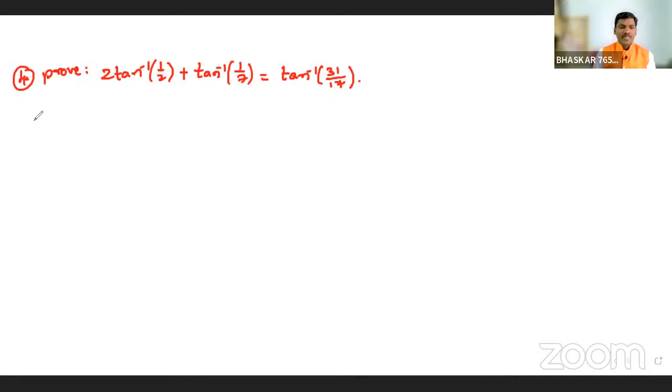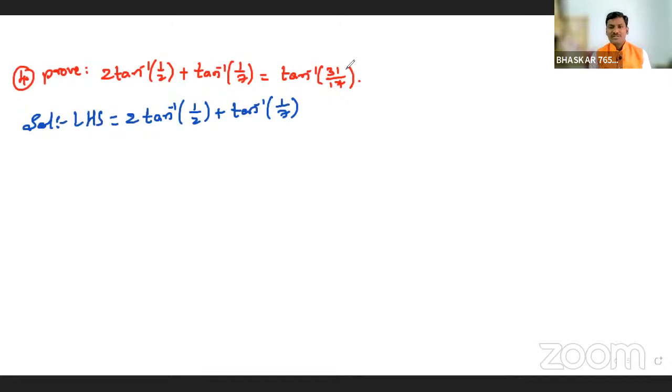So here, taking the LHS. What is the LHS here? 2 into tan inverse 1 by 2 plus tan inverse of 1 by 7. In the first part, if you observe carefully, it is 2 tan inverse of 1 by 2. For this, we have a formula.